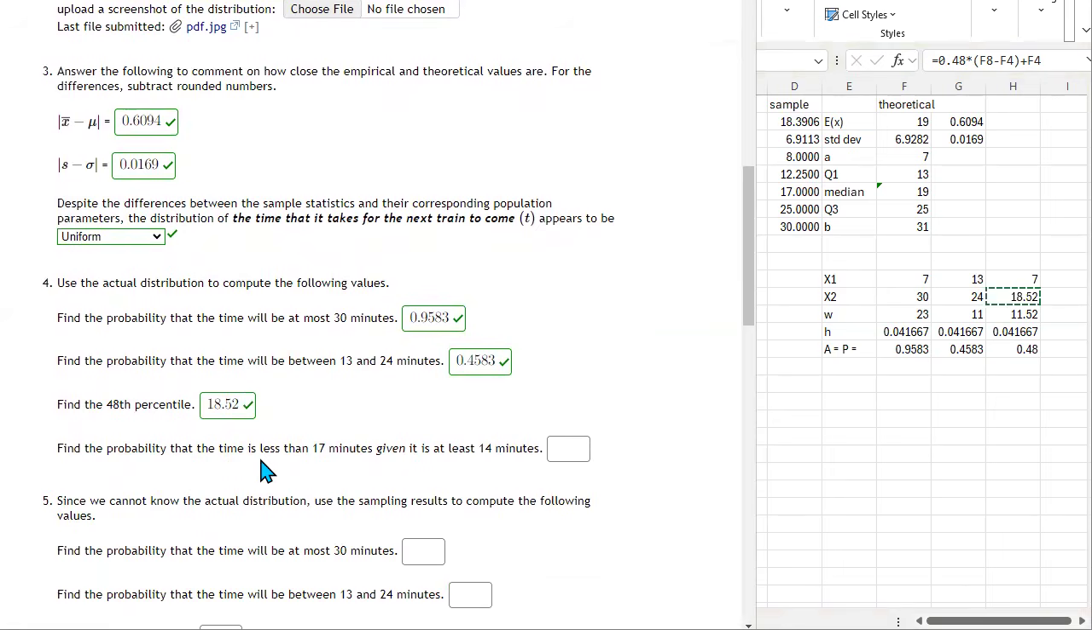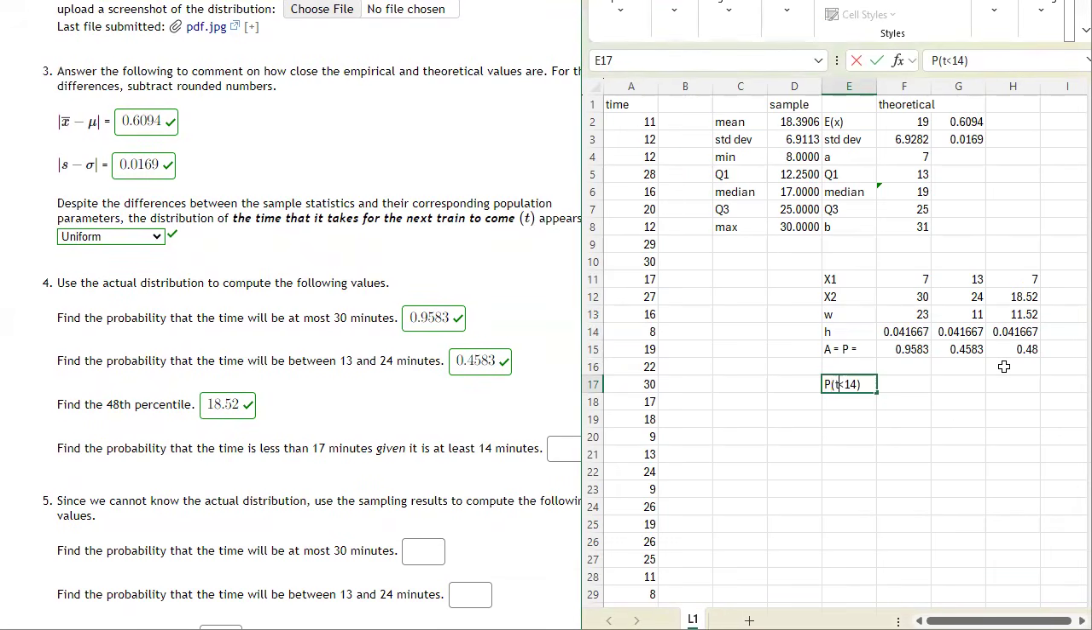So my 48th percentile is 18.52. Find the probability that the time is less than 17 minutes, given it is at least 14 minutes. We want the probability that t is less than 17, given t is at least 14 minutes. This is a conditional probability, right?